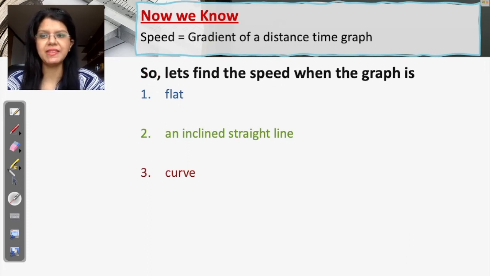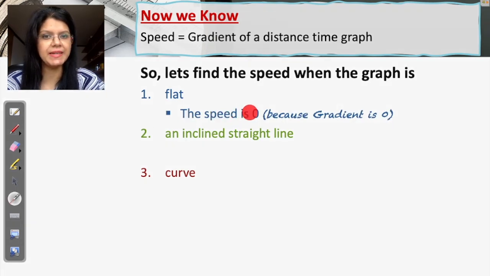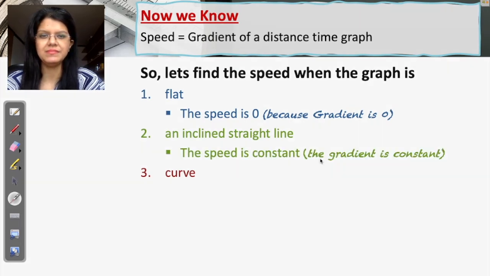So let's find the speed when the graph is flat. What happens when the graph is flat? We have understood it represents that the speed is 0 because the gradient is 0. Gradient 0, speed 0. If it is an inclined straight line, what happens? The speed is constant. Why? Because it is a straight line. The gradient will be constant at all the points.